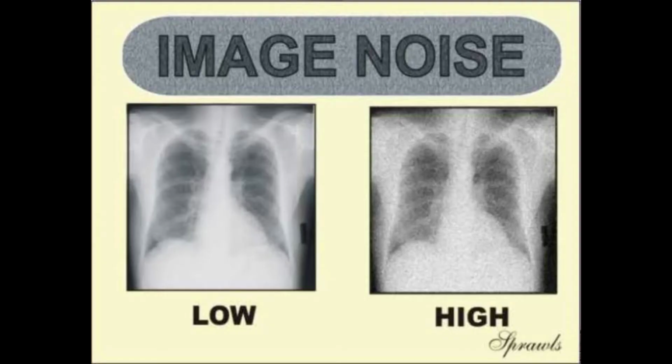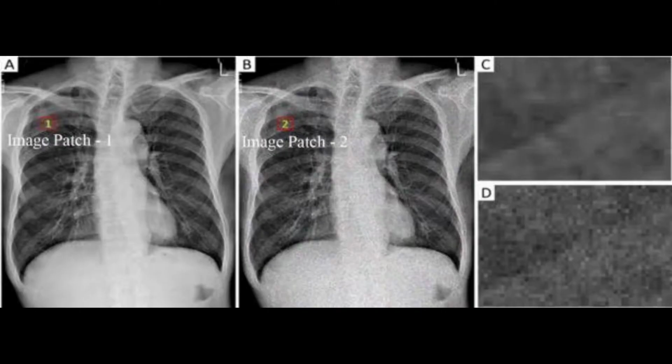Noise. Quantum noise, or quantum mottle, structural noise, and electronic noise are the main sources. Noise in plain radiography can be decreased by increasing the mAs, which increases the number of photons. If we increase the dose to the patient by n times, noise decreases by the square root of n times.